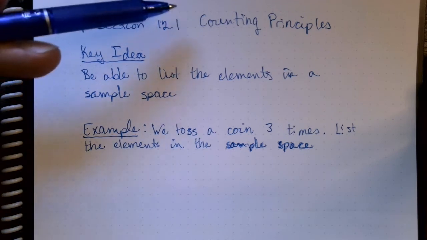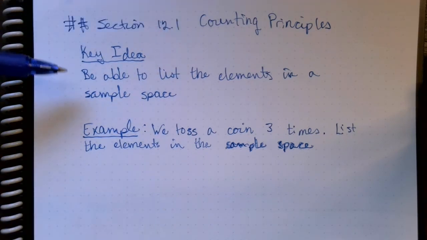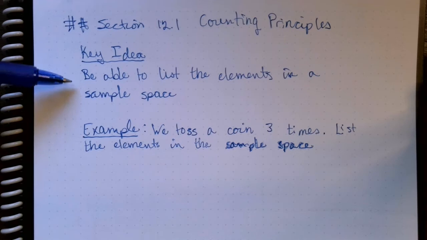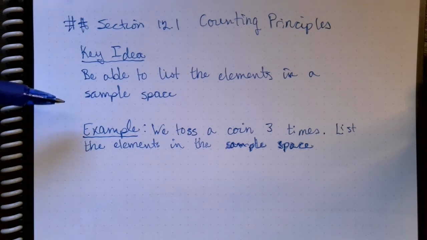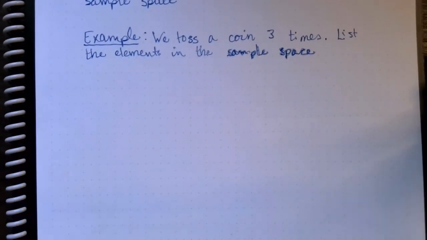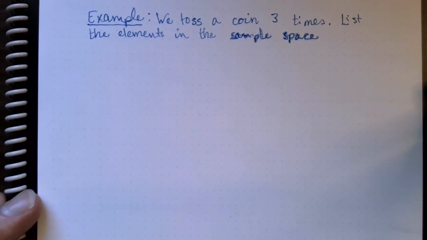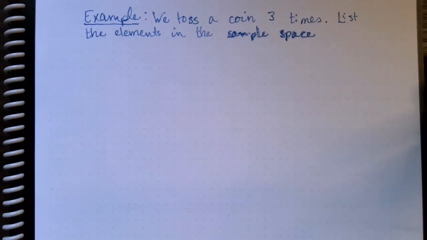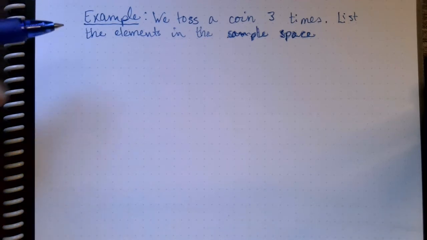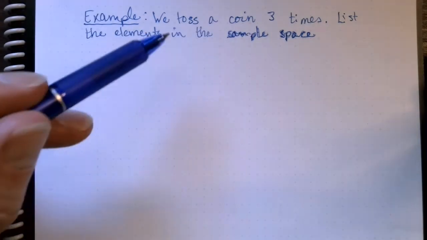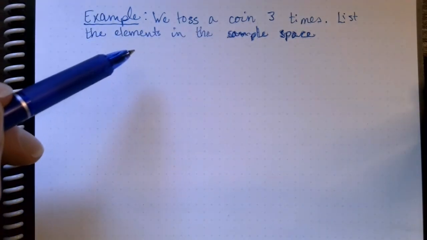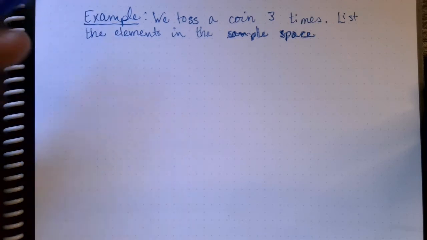So we're going to be talking about these counting principles. Now, from this video, what I want you to take away is I want you to be able to list the elements in a sample space. Okay? So let's look at a quick example here. When we're dealing with probability, we'll often use tossing a coin as an example, or drawing a card, or rolling a die. So let's start out with an example of tossing a coin. In fact, we're going to toss a coin 3 times. And we're going to list the elements in the sample space.